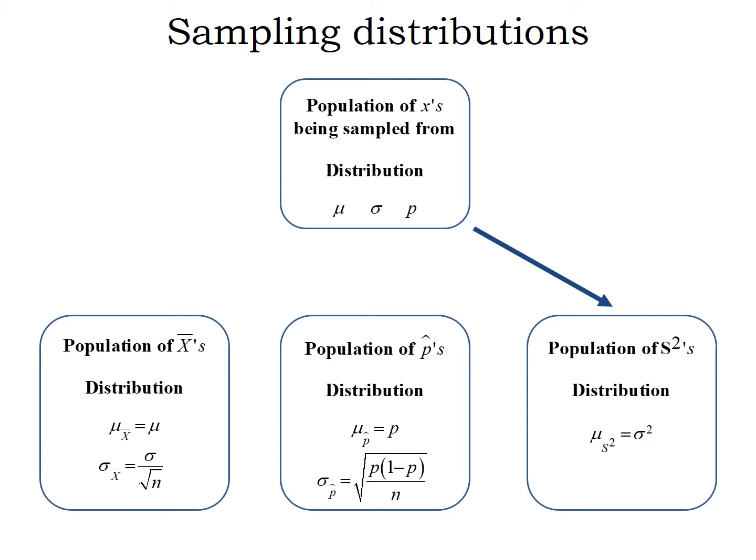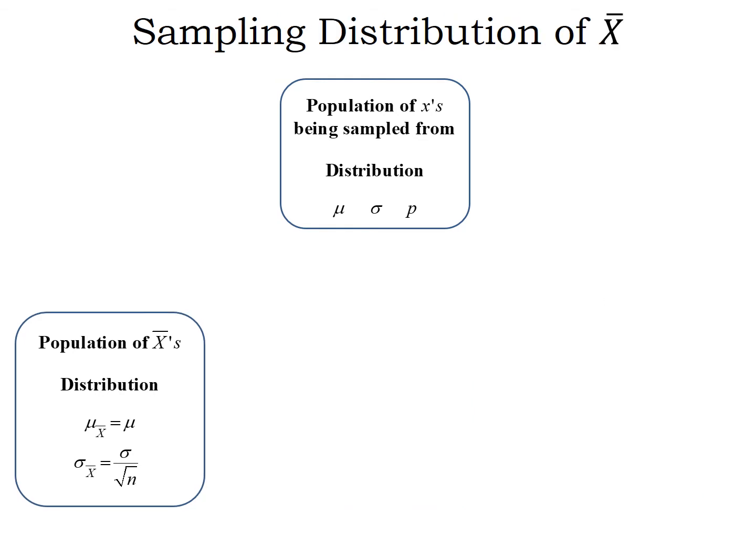So these three variables are a large part of what we've been concentrating on since the first exam. X bar, p hat, and the sample variance s squared. So now let's look at each one of these individually. So we're going to start with x bar. Okay, so what do we know about the mean, variance, and standard deviation of x bar?